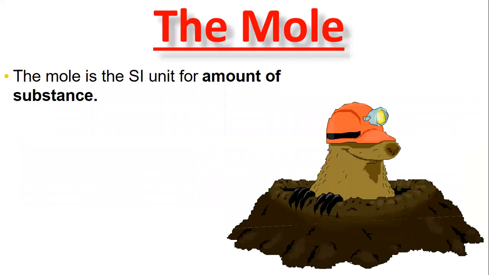Similarly, in chemistry, we determine the amount of substance in a unit called the mole. A mole is a unit for the amount of substance. It's talking about how many particles of this substance I have. It doesn't talk about how much they weigh. It's only the amount of substance. So the mole is the SI unit for the amount of substance.